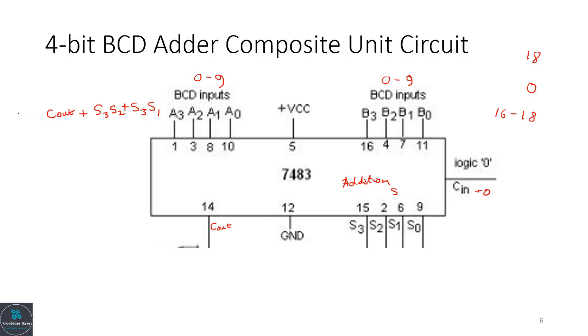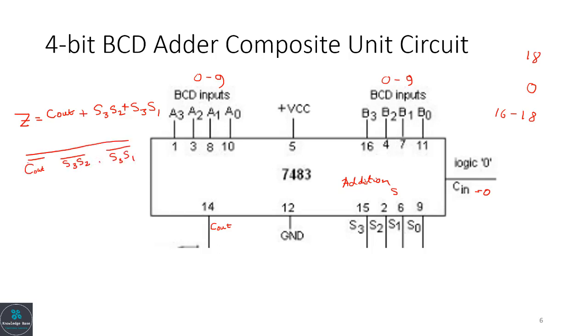So we need to convert the result into its BCD form. Let us take this value as Z. Now Z will be 1 when the result is greater than 9. Z will be 0 when the result is less than or equal to 9.